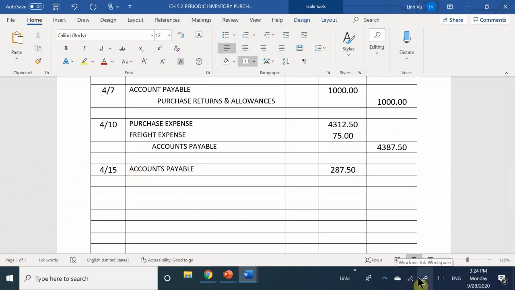And then below that, indented, you're gonna do your purchase returns and allowances again. And then on the credit column, we're gonna do the amount of $287.50. Good. Okay.